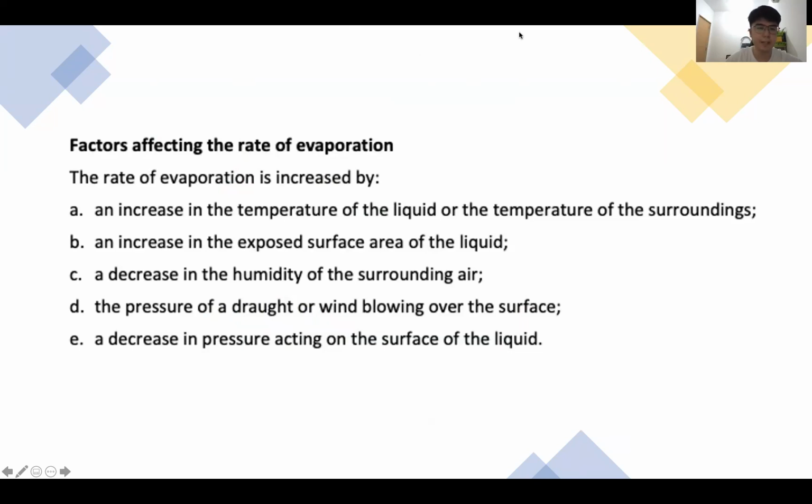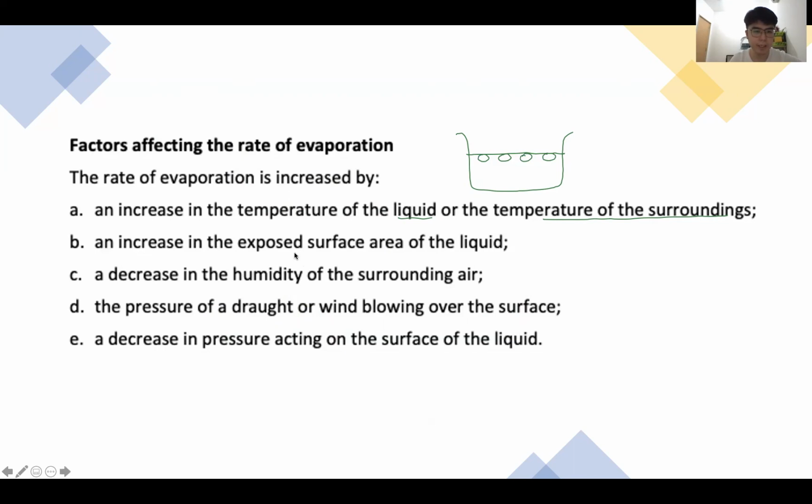Okay, factors affecting the rate of evaporation. Number one, an increase in the temperature of the liquid or the temperature of the surroundings. Any increase in the temperature of the liquid will speed up the evaporation simply because more particles have enough kinetic energy.